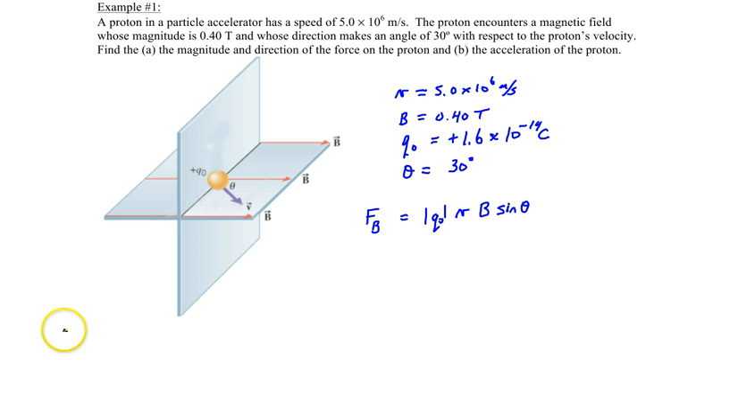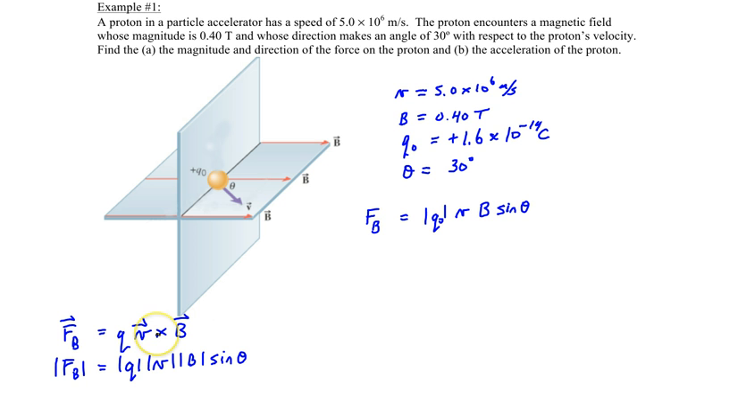Now, technically speaking, the magnetic force is really the cross product of the velocity and the magnetic field. So if we're looking for the magnitude of that magnetic force, we take the magnitude of q, the magnitude of the velocity, the magnitude of the magnetic field, and multiply by the sine of the angle between the velocity vector and the magnetic field vector. It's known as a cross product. You may recall that we saw this earlier: for any two vectors A and B, it is the magnitude of A times the magnitude of B times the sine of the angle. We saw the same formula when we did torque.